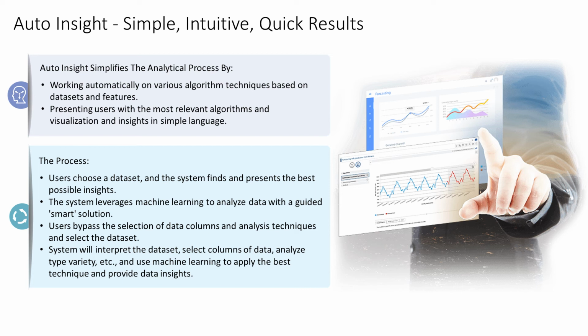The auto-insight approach to assisted predictive modeling simplifies the analytical process even further by working automatically on various possible algorithm techniques based on datasets and features, and then presenting the users with the most relevant, best fit algorithm and results, and with visualization and insight presented in simple language. Users simply have to choose a dataset, and the system will find and present the best possible insights from the dataset with simple interpretation and meaningful visualization.